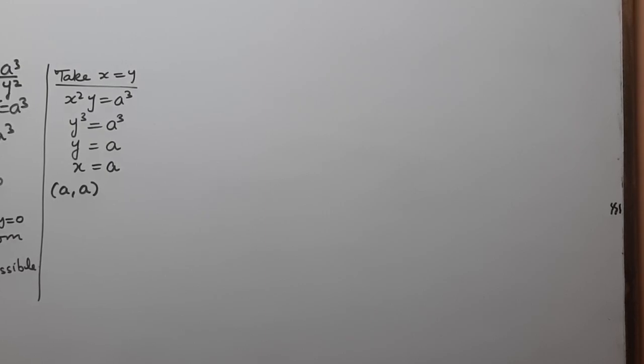We get y cube is equal to a cube. So y is equal to a. Since x equal to y, x is also equal to a. So the point is (a, a).